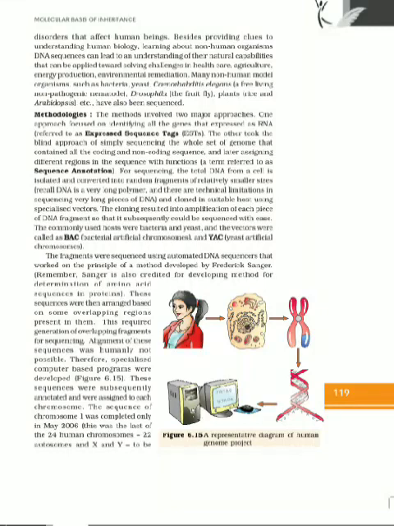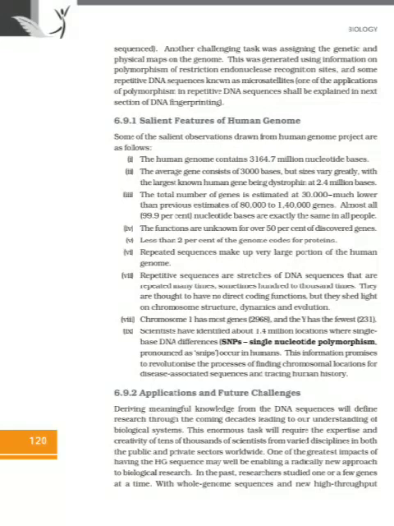The sequence of chromosome 1 was completed only in May 2006. This was the last of the 24 human chromosomes, 22 autosomes, and X and Y sex chromosomes, to be sequenced. Another challenging task was assigning the genetic and physical maps on the genome. This used information on polymorphism of restriction endonuclease recognition sites and some repetitive DNA sequences known as microsatellites. One of the applications of polymorphism in the repetitive DNA sequences shall be explained in the next section on DNA fingerprinting.